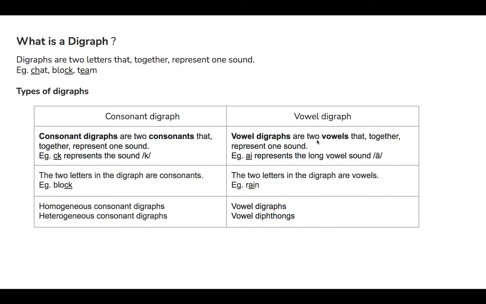Vowel digraphs are two vowels that together represent one sound. For example, A is a vowel, I is a vowel, and it together represents the long vowel sound A. So that means the two letters in the digraph are vowels. Example, rain, rain. Under consonant digraphs, we will be discussing homogeneous consonant digraphs and heterogeneous consonant digraphs, and under vowel digraphs, we will be discussing digraphs and diphthongs.